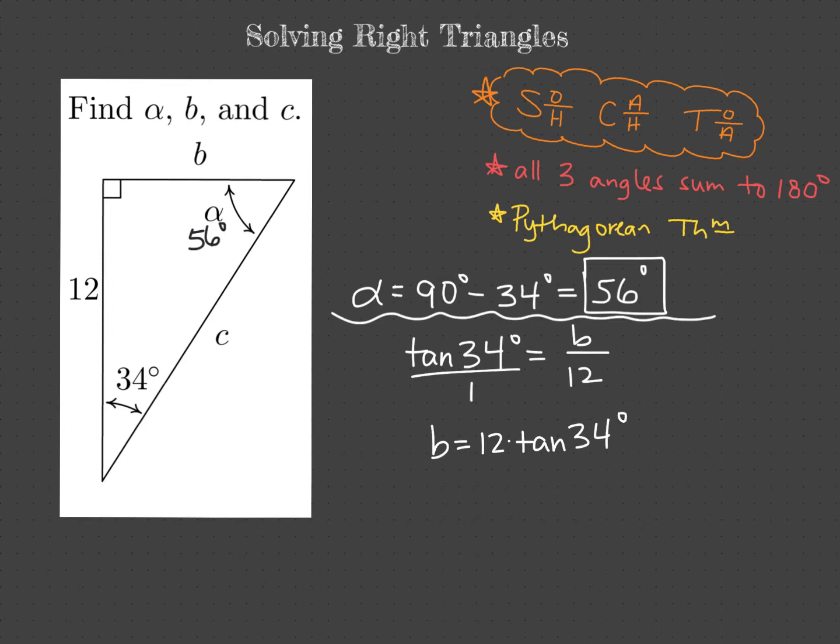Now here's where our calculator comes into play. Of course, we're dealing with degrees, so we do have to make sure that our calculator is in degree mode. From here, I'm going to just plug this into my calculator. 12 times, use the tan button, put in 34, close the parentheses, and hit enter. You should get 8.094, and then the decimals do go on. Let's round to the nearest tenth, so we'll have 8.1. So B is approximately, because we are rounding a bit, 8.1.